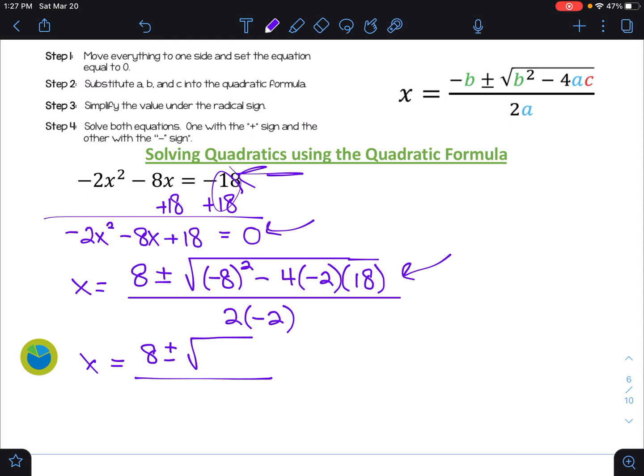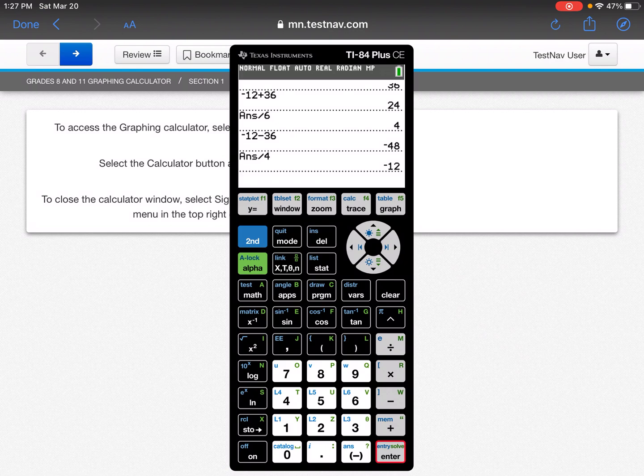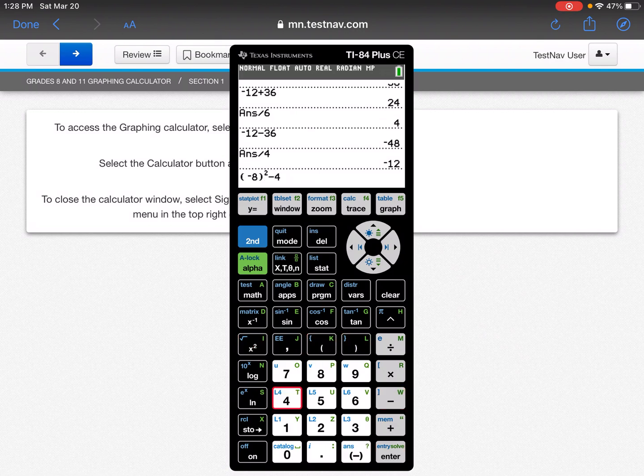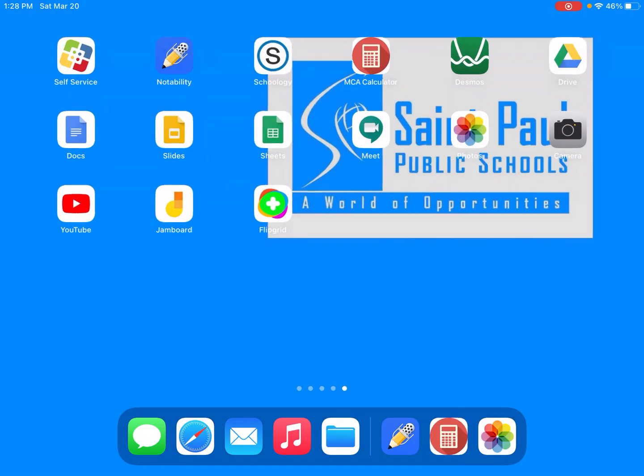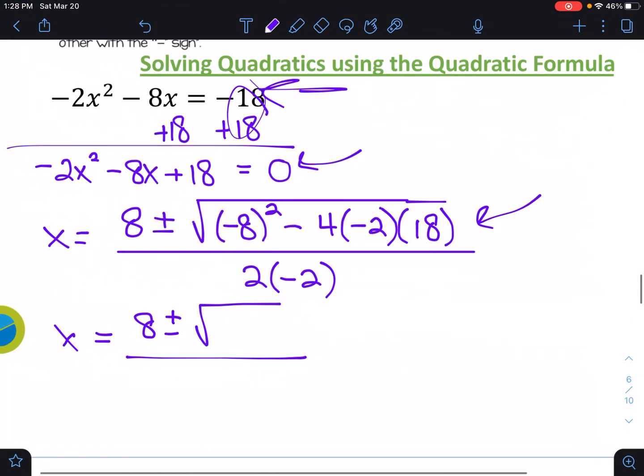All right, so negative 8 squared minus 4 times negative 2 times 18. Again, I'm just typing it in the same way I wrote it. I get 208. Okay, so this is 208. And then this will be negative 4. Okay, so now let's see.